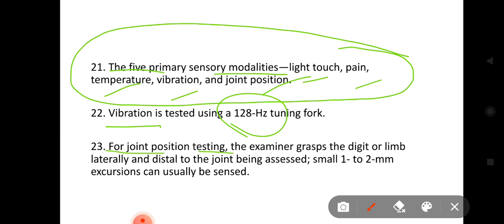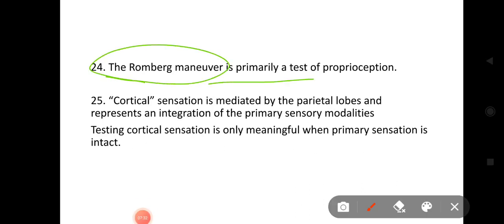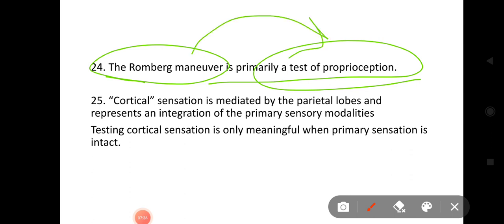Now for joint position testing, the examiner grabs the digit or limb laterally and distal to the joint being assessed. A small 1 to 2 mm excursion can usually be sensed. So this can be asked, how much excursion can be sensed. So it's around 1 to 2 millimeter. Now the Romberg maneuver or the Romberg sign is primarily a test of proprioception. Romberg test is done for testing proprioception.